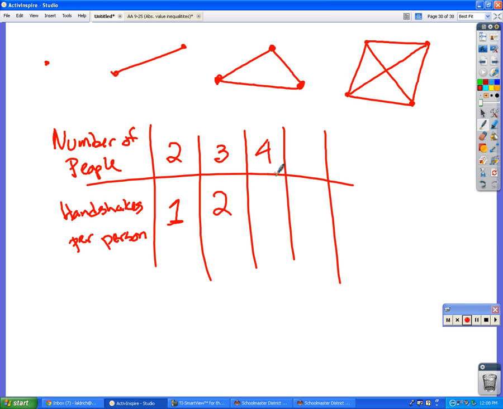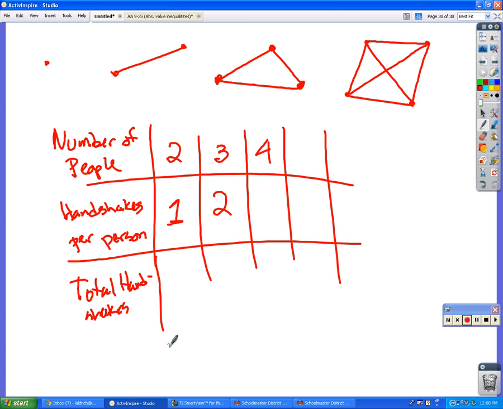Each individual person. Okay, so what you're saying is the total handshakes, which we did on the other thing. Now that's important. For this one, how many total handshakes were there? One. And for this one there were 3. Okay? And for this one there were 6. Okay. That's important. How many handshakes per person in this thing right here? 3? Because there's 3 segments coming off of each one, right?